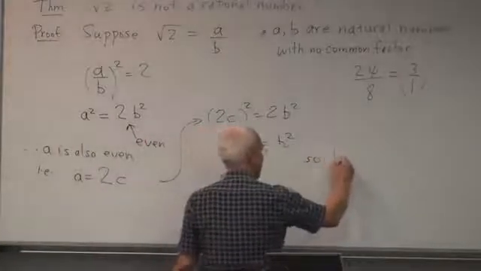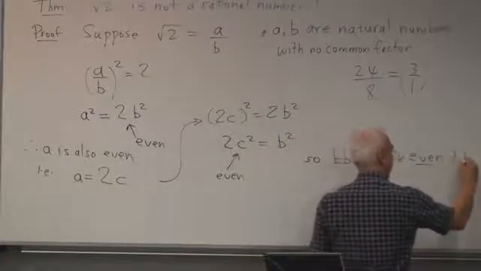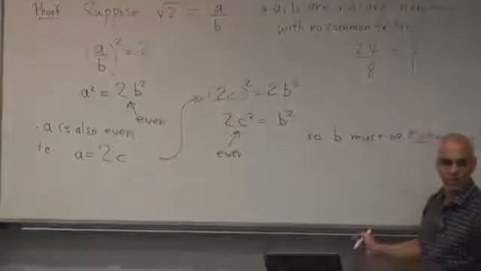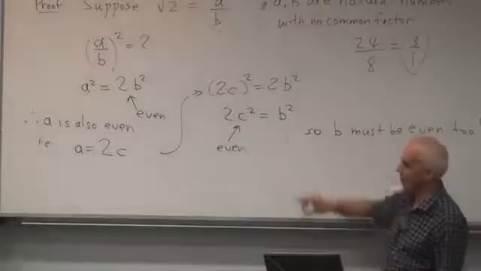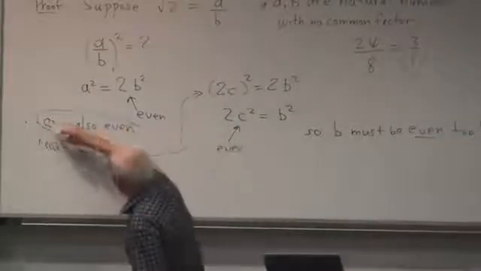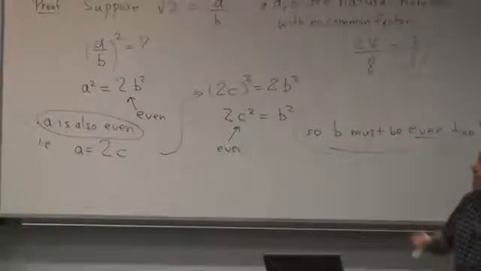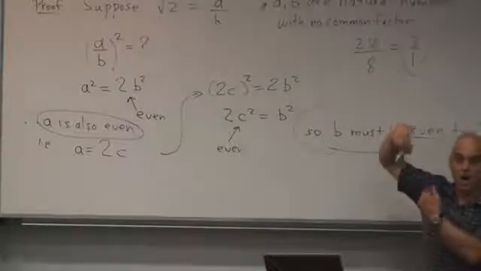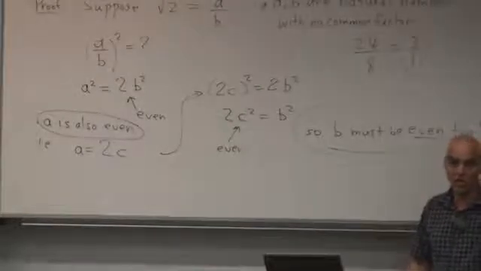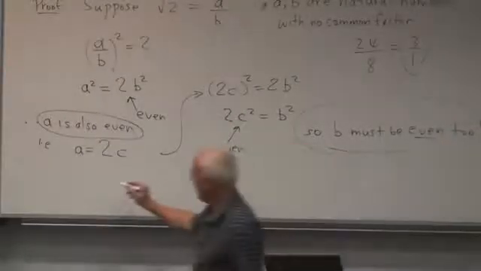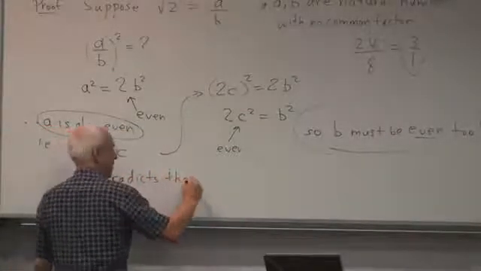So b must be even, because if it was odd, then odd squared is odd. So what can we conclude? We now know that a is even and b is also even. That contradicts our original assumption that they had no common factor. We assumed to begin with that they had no common factor, so 2 cannot be a common factor. This contradicts the assumption.